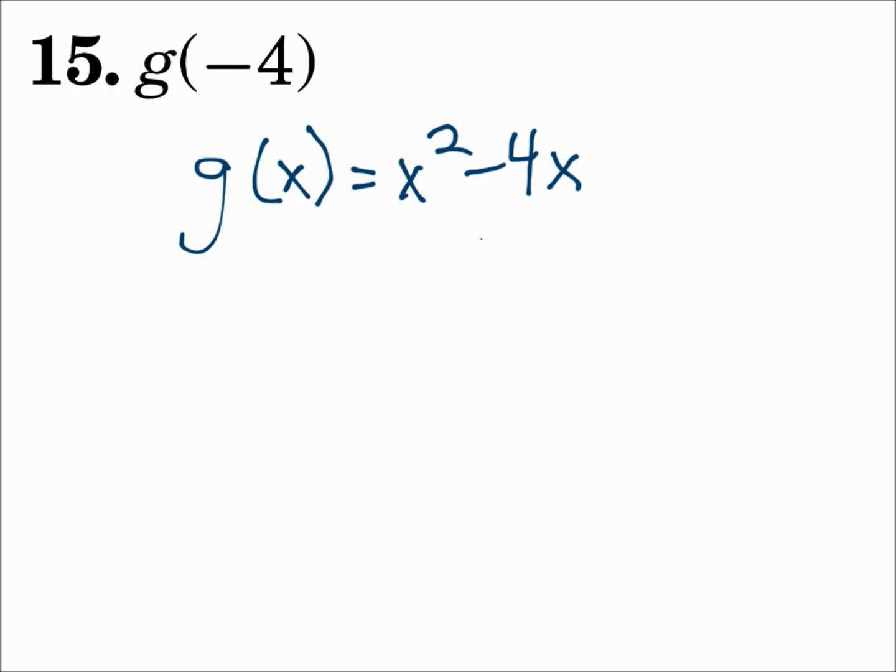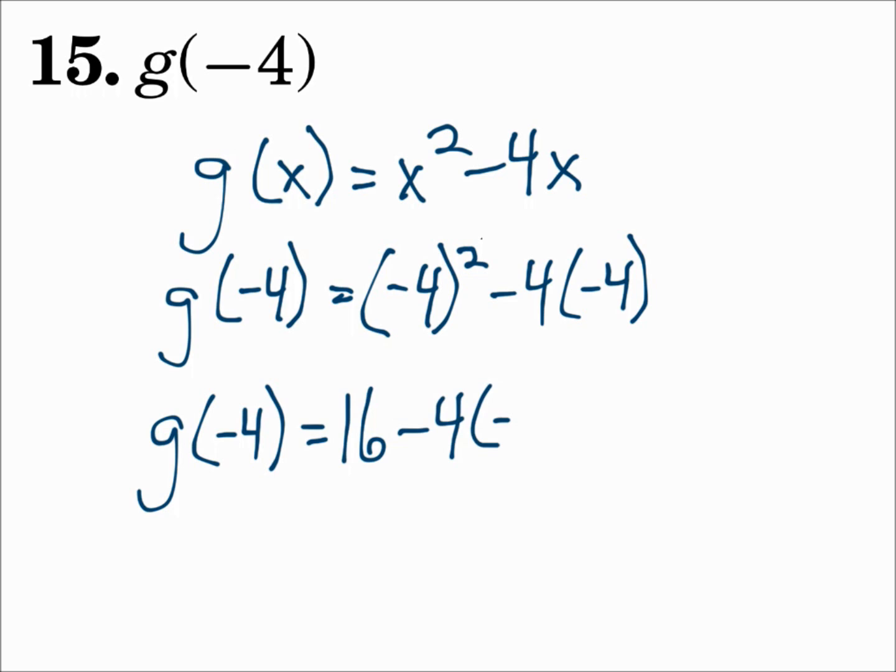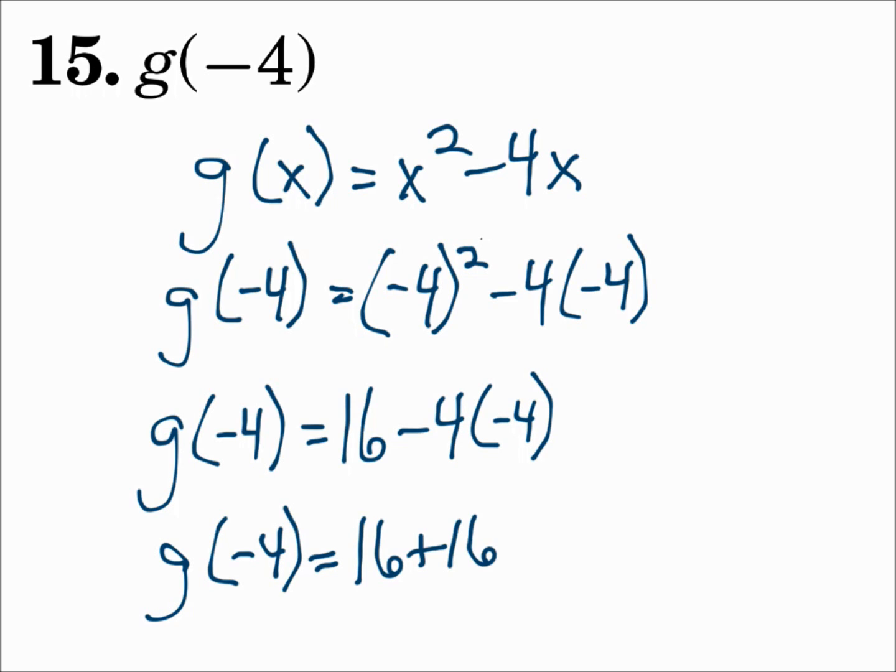Number 15, g of negative 4. Substitute negative 4 in for x. Watch your signs here. Negative 4 squared is 16. And negative 4 times negative 4 is a positive 16. 16 plus 16 is 32.